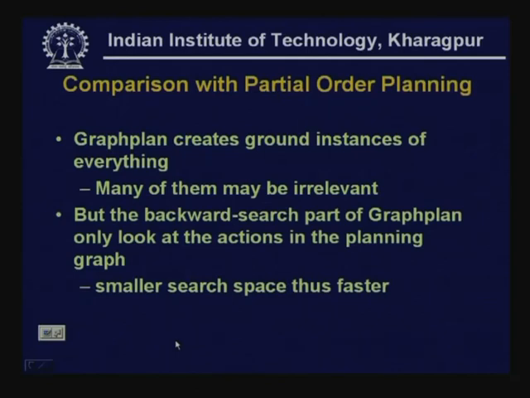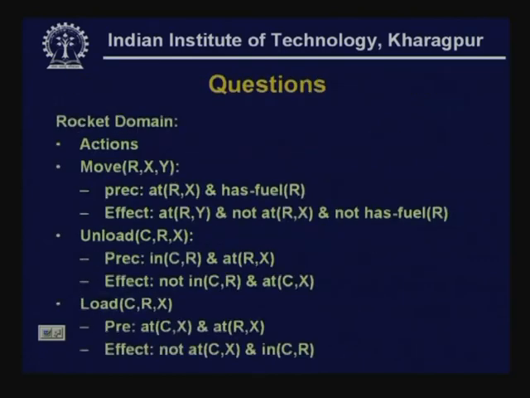Now, how does Graphplan compare with partial order planning? Because of the constraints that Graphplan imposes on the search space, it is faster than partial order planning. So, before we end, I would like to give you an exercise to try out.